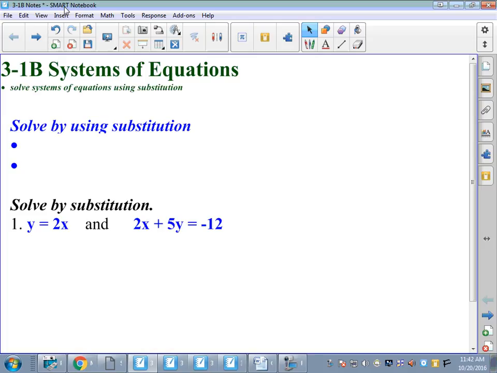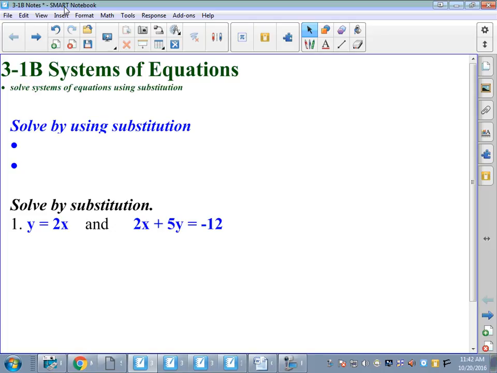These are your 3-1B notes, systems of equations. So we're still solving systems of equations. In the last section, we solved by graphing. And as you go through that, you realize it's very time consuming. It's not always accurate because they don't always intersect at a nice, whole number intersection. So we have a couple other options.